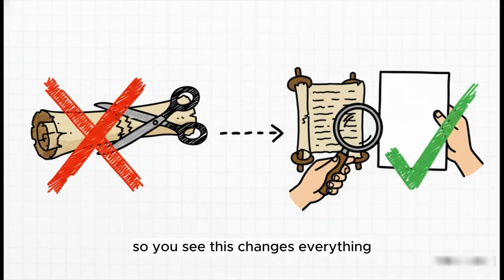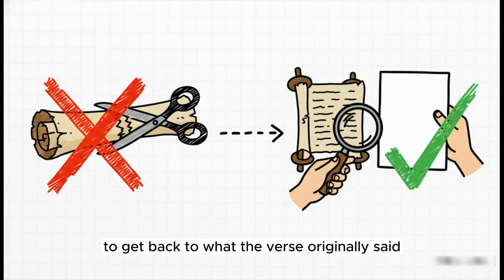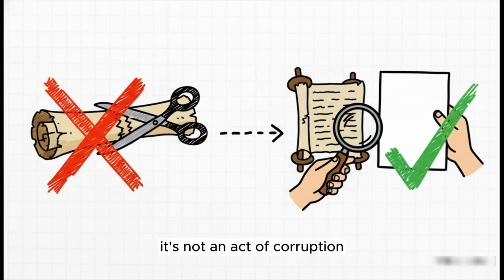So you see, this changes everything. Modern translators didn't remove a thing. What they actually did was make a correction to get back to what the verse originally said, based on our best and oldest evidence. It's not an act of corruption, it's an act of faithfulness.